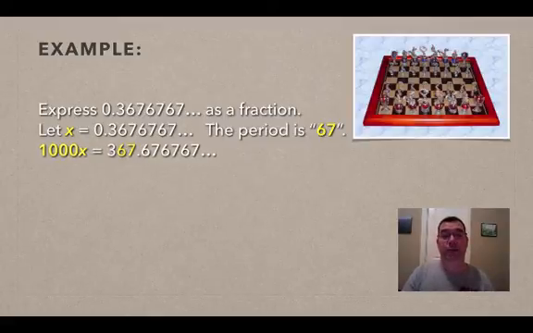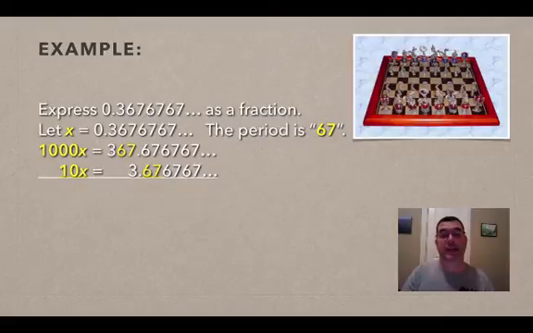If I move the decimal 3 places to the right, I will get it past that first occurrence of 6, 7. So that means I need to move it 3 places, and that's like multiplying by 1,000. So x times 1,000 would be 367.6767. Then, if I wanted to move the decimal so that it was just before the first period, I would only have to move it 1 place, and that's like multiplying by 10. So 10 times x is going to equal 3.676767.